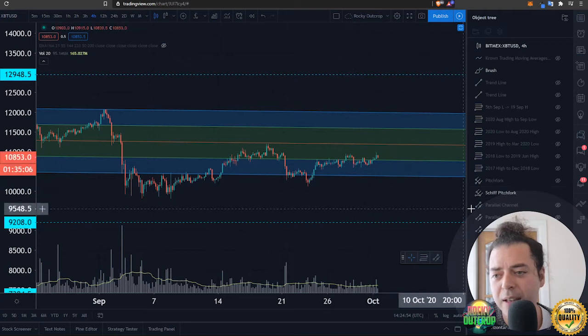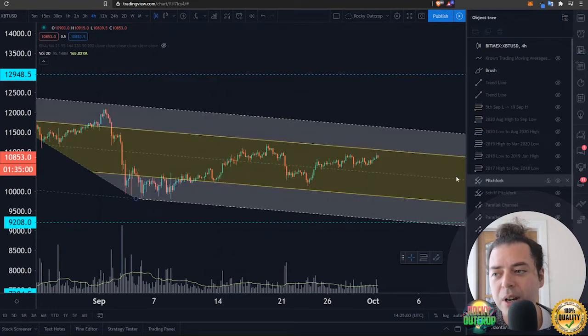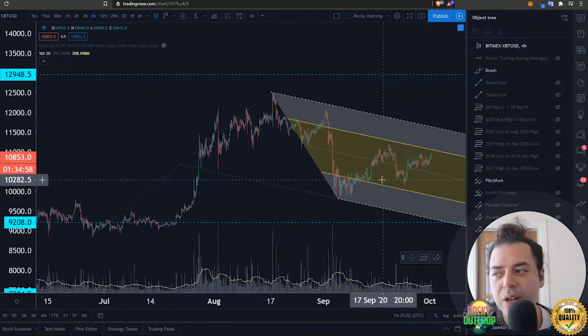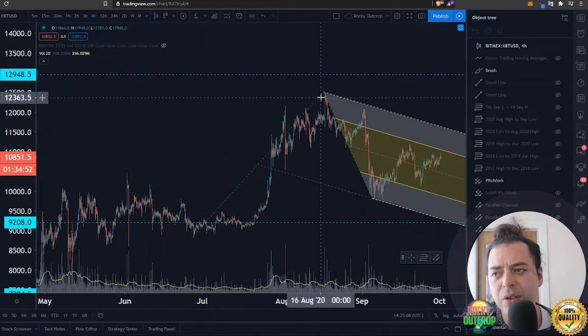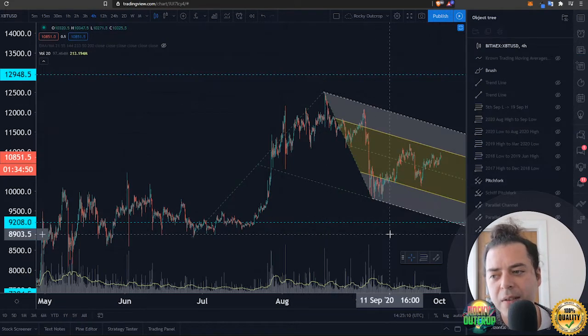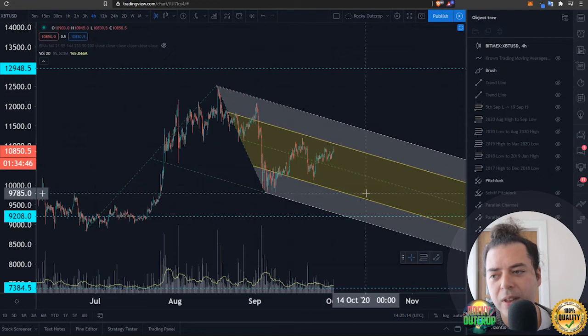So that's kind of putting that into perspective. And if I just hide that pitchfork, then there is another one that I wanted to show us currently, and that's drawn in from the swing low before we came up to this high, this most recent one, down there starting on the 27th of June, coming up towards our high there on the 17th of August, and then drawn down towards our low on the 5th of September.